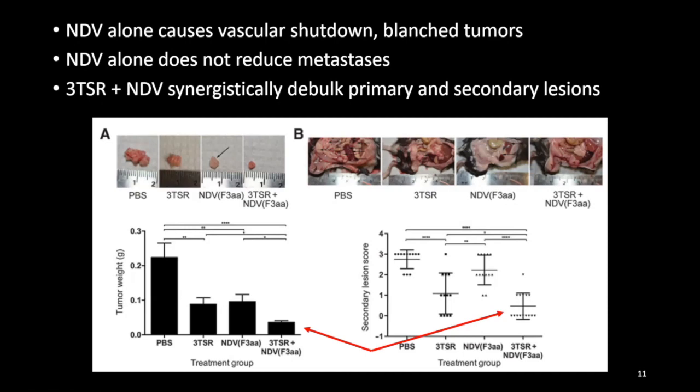And lastly, they also show that the combination therapies synergistically debulked the primary and secondary lesions. So in the combination group here, the tumor weight was significantly lower than either of the therapies alone. And in terms of metastases, it was also scored significantly lower than either of the treatments alone.